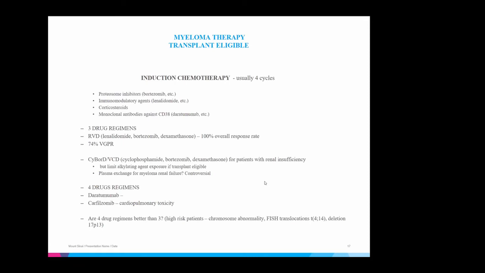You have to be careful about cyclophosphamide because it's an alkylating agent, so its use should be limited because of possible bone marrow suppression that's long lasting and may be a problem in a transplant eligible patient. Some patients who present with acute renal failure and have multiple myeloma have been treated with plasma exchange in the past to try to lower the circulating immunoglobulin. It's probably not that useful, and it's controversial if you look at the literature.